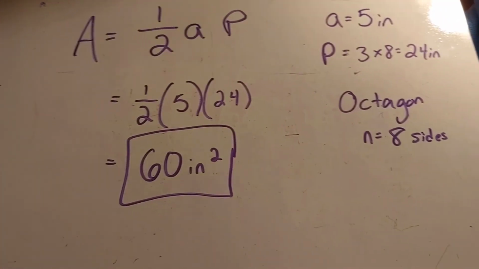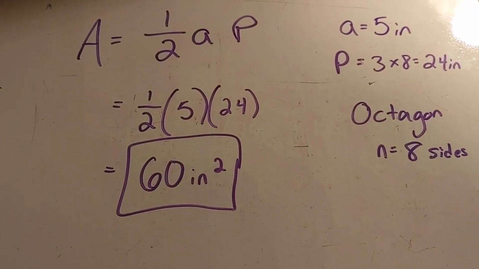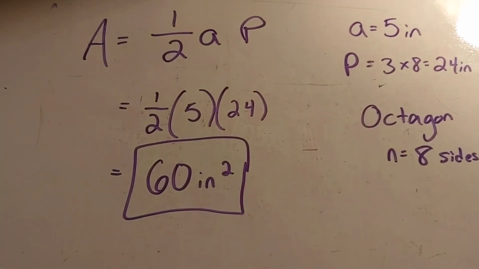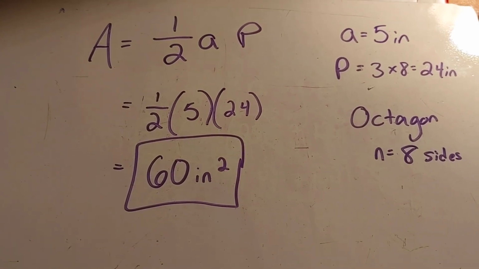Again, most people did have 60 inches squared for this one. The one that people fell for the most besides that one was 120. So I don't know if you just forgot to multiply by 1/2, would be my guess. But a couple of the other wrong answers were chosen as well. So that was the third one to go over.